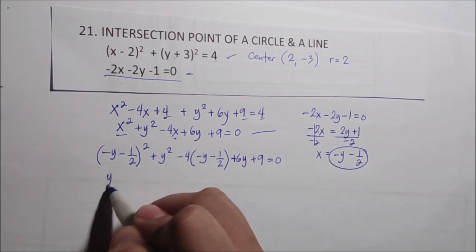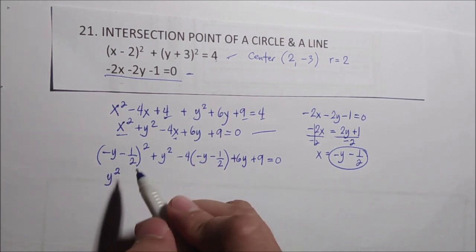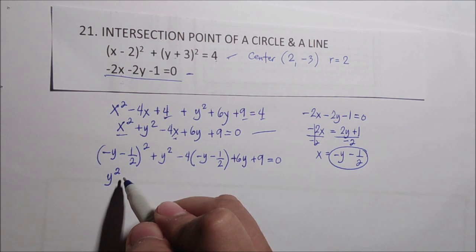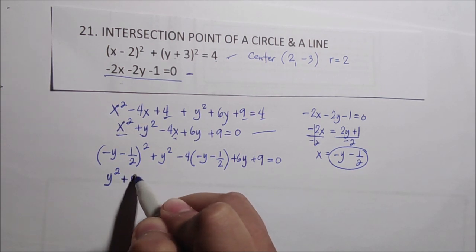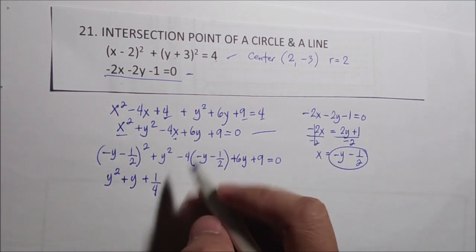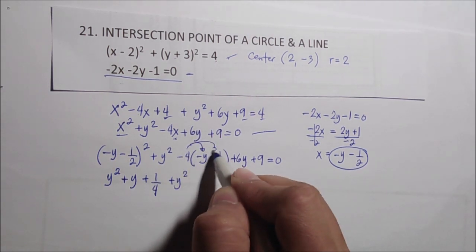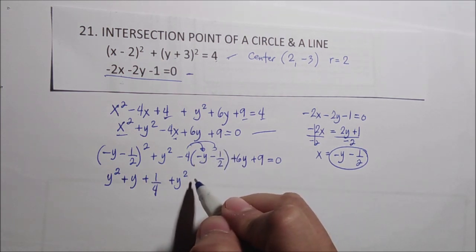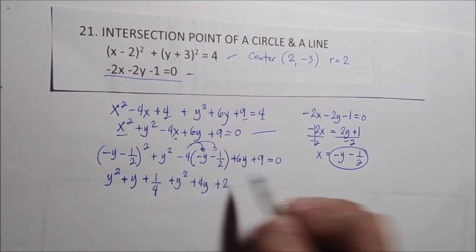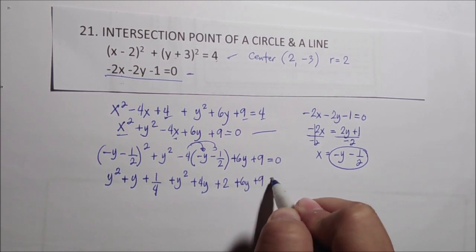Square of the first term, plus twice the first term and the second term. We have 2 times 1/2, that is 1, times y, that is y, plus y, plus 1/4. Square of 1/2, that is 1/4. Continue, plus y², then multiply −4 times −y. We have +4y, and then it will become +2. 4 times 1/2 is 2. Continue, plus 6y plus 9 equals 0.